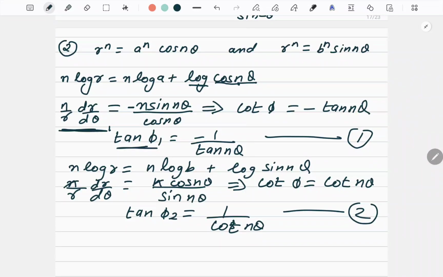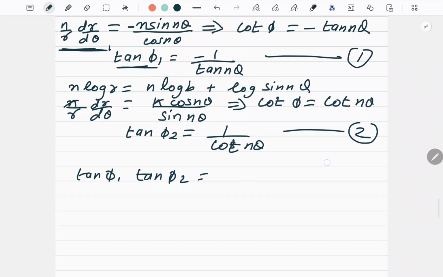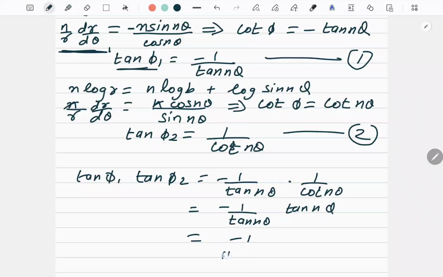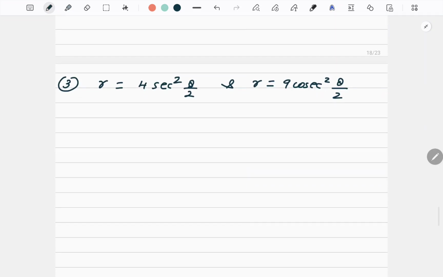Correct? Now tan of phi 1 into tan of phi 2 is equal to minus 1 upon tan n theta into 1 upon cot n theta. What is cot? Cot is 1 by tan. So minus 1 upon tan n theta and tan n theta, which is equal to minus 1. Hence proved. Hence they are orthogonal. The moment tan phi 1 into tan phi 2 is minus 1, it is orthogonal. Okay. So now go to the next one.